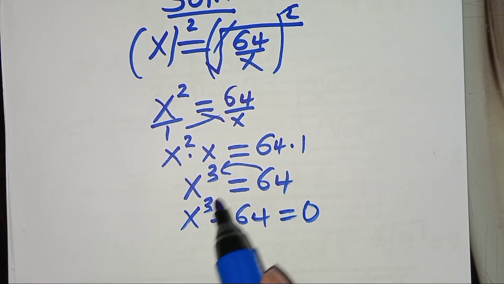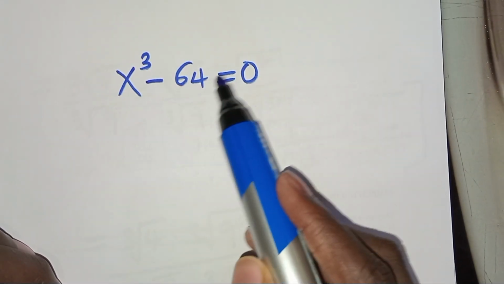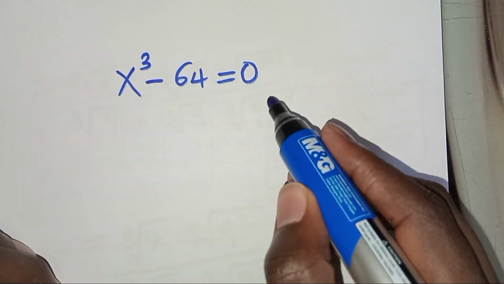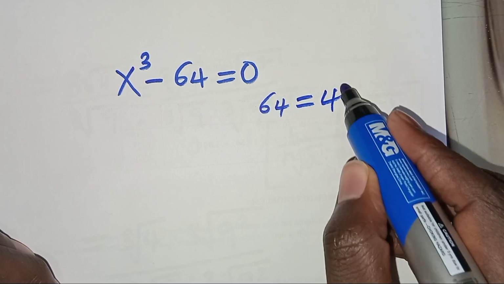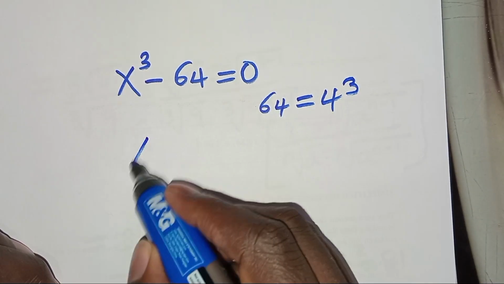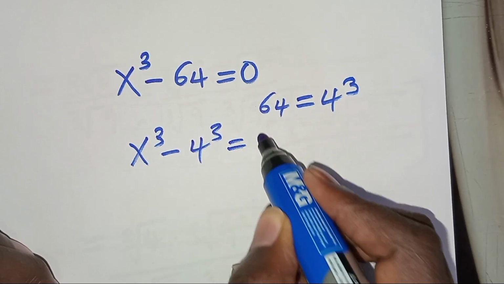Now here we have x to the power 3 minus 64 equal to 0. We can express 64 as 4 to the power 3. So this is x to the power 3 subtract 4 to the power 3, equal to 0.